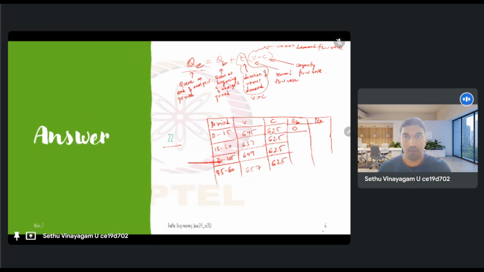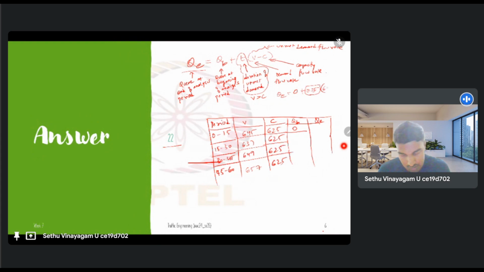Okay. So now for each of these periods, we have to calculate QE. So for the first period, what will QE be? QE will be 0 plus, what is T? T is 1/4 of an hour, right? So 0.25, because the flow rates are given in PCU per hour, so we have to take T also in hours. Okay, so multiplied by V minus C.